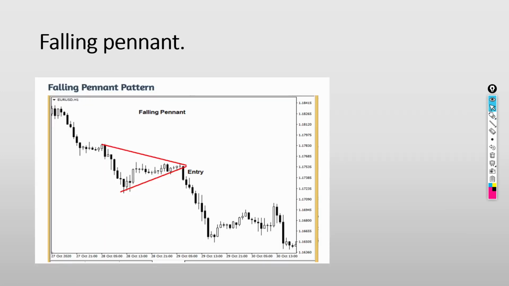So we have what we call a falling peanut. A falling peanut occurs in a downtrend, and it is a bearish continuation pattern. In most cases, the price will be falling parabolically.